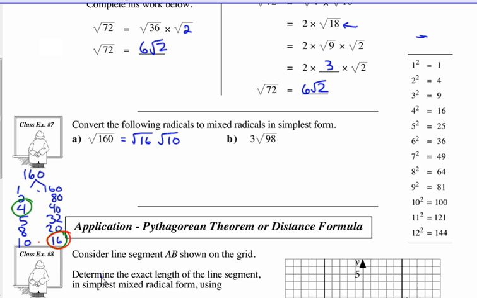So this can take a lot more time than going through your chart. So it's really up to you. So now that we wrote it as root 16 times root 10, what's the square root of 16? It's 4, so 4 root 10. And now it's fully simplified.